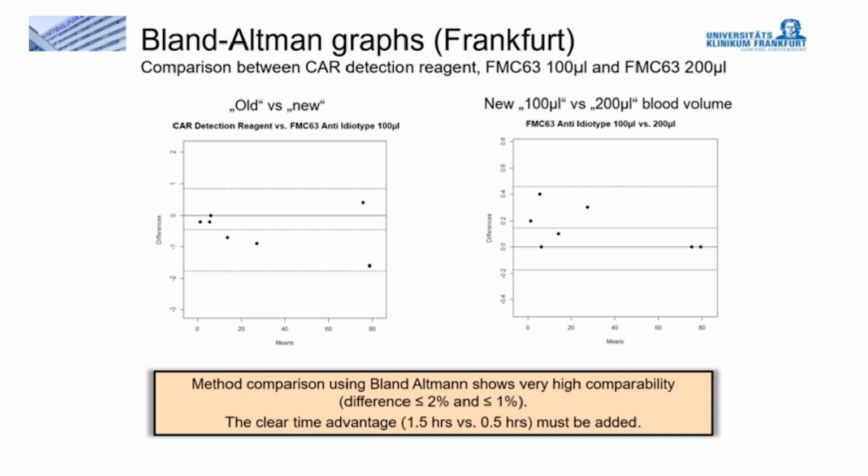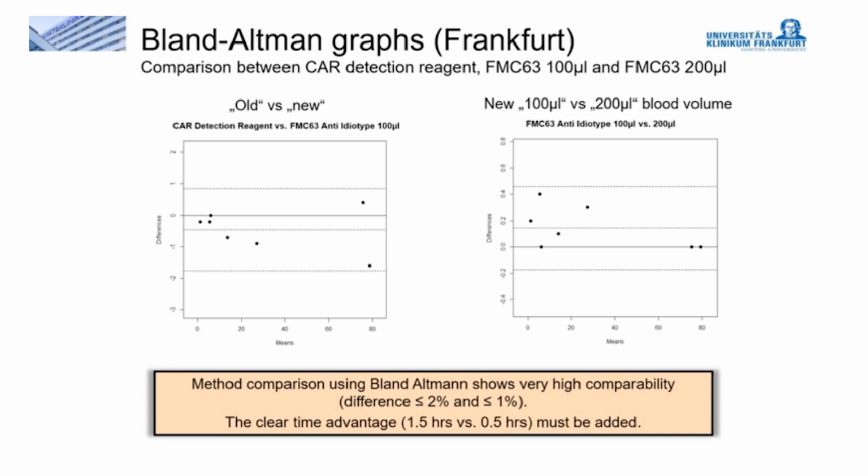And of course, with regard to working time, it must also be emphasized that the preparation procedure with direct labeling of FMC63 is greatly reduced from 2 hours to just under half an hour. And the fewer washing steps also reduce cell losses, which is important when measuring in the area of the detection limit.